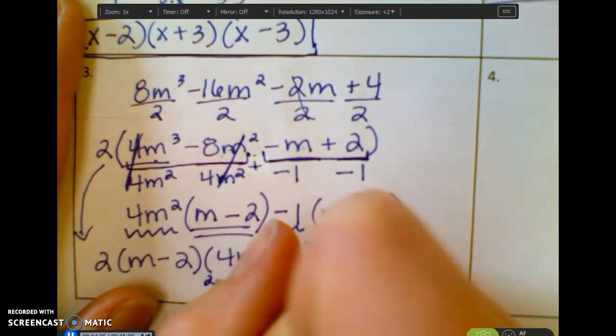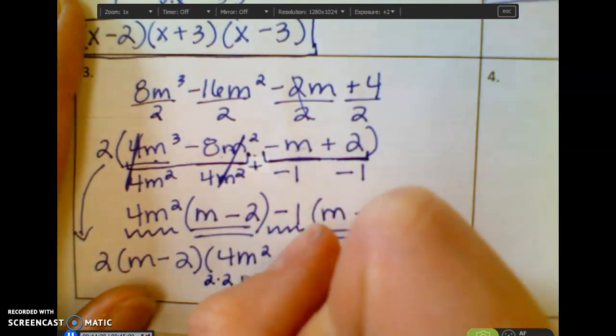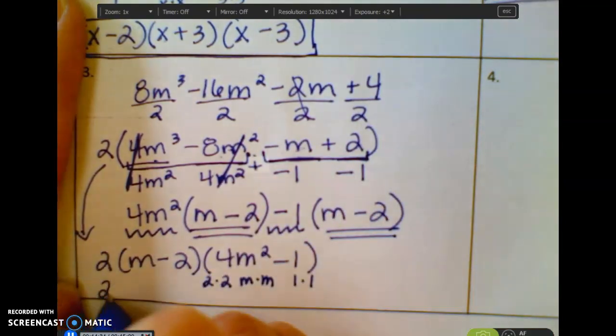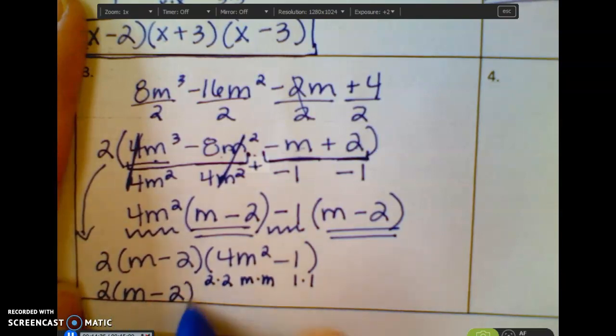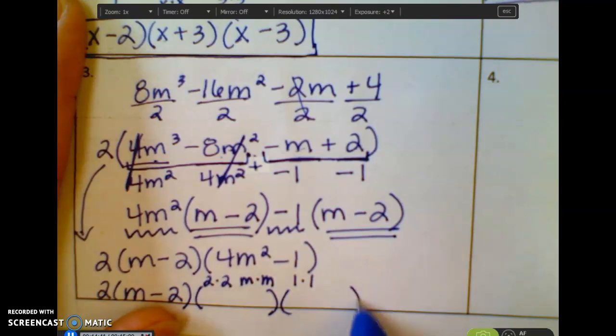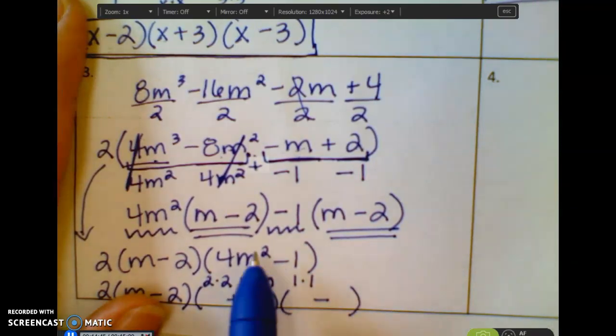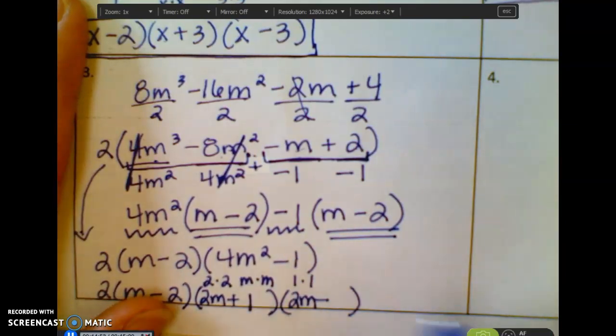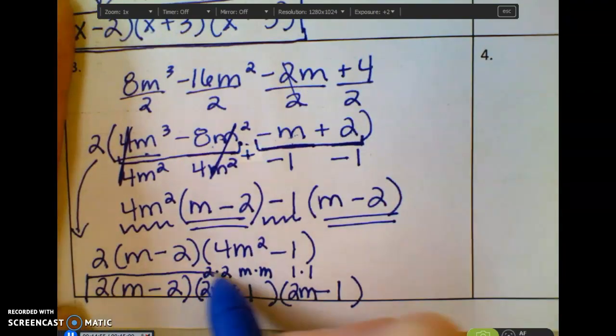4 is 2 times 2. M squared is m times m. That is a difference, and 1 is 1 times 1. So bring down the 2 and the m minus 2, and then what are we going to have in these two? This is a difference of squares, so we'll have 1 plus, 1 minus. To get 4m squared, we do 2m times 2m, and to get that negative 1, we do a 1 and a 1. So that is our answer.